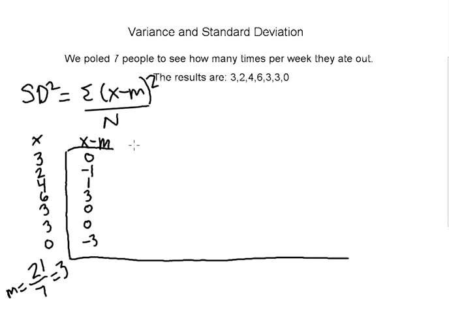The next step is to square each of those scores. So we want to add another portion, x minus m squared. We can square each of those scores easily as well. We've got 0 times 0 is 0. -1 times -1 is +1. 1 times 1 is 1. 3 times 3 is 9. 0 times 0 is 0. 0 times 0 is 0. And -3 times -3 is 9. That will give us our squared deviation scores.